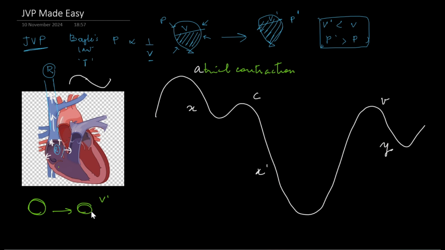The V dash is the volume available for any blood to come in. It's further decreased. So since the V dash is decreased, what do you think will happen to the P dash? The P dash has increased. And this P dash reflects as a crest in the waveform that is called the A crest.